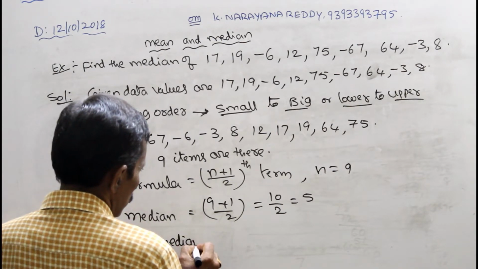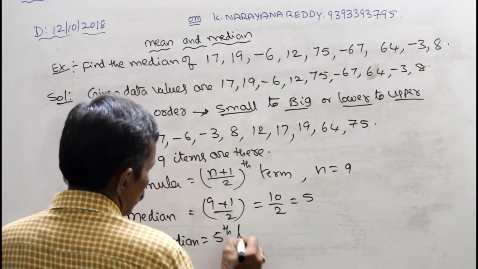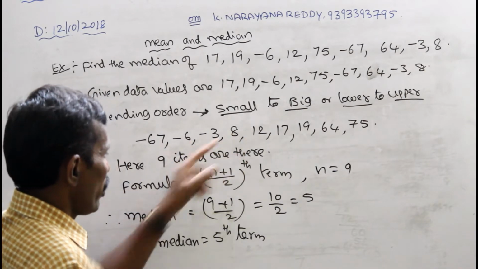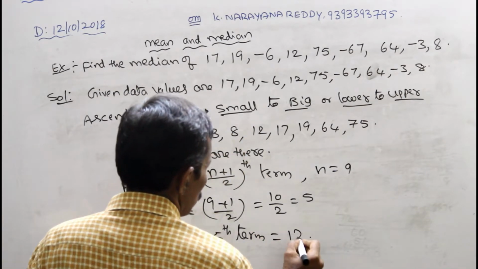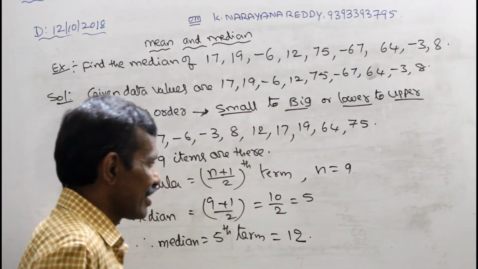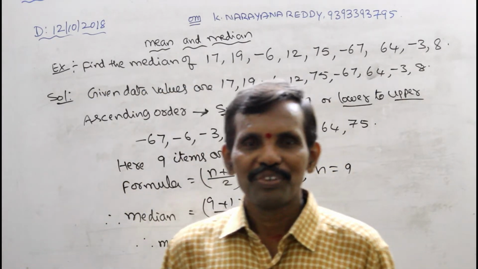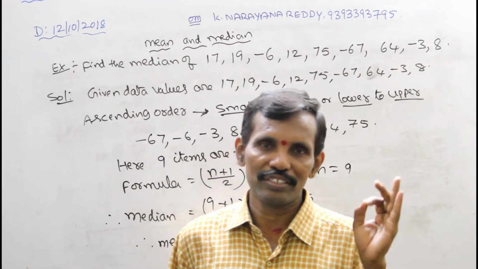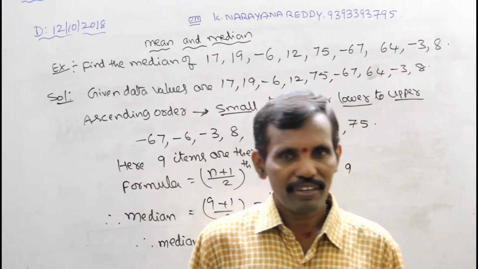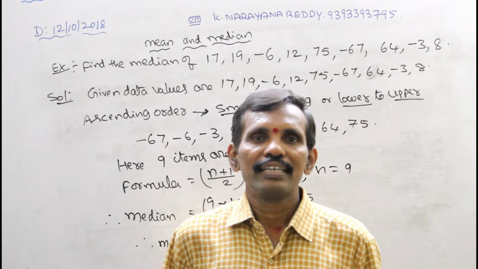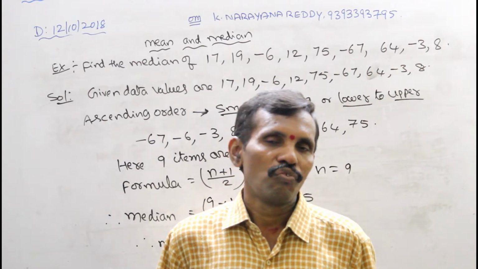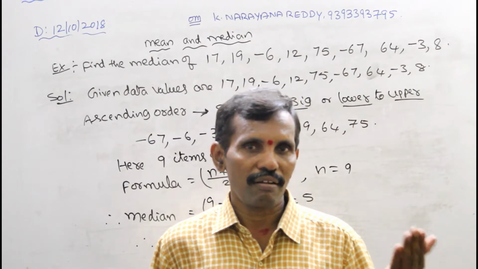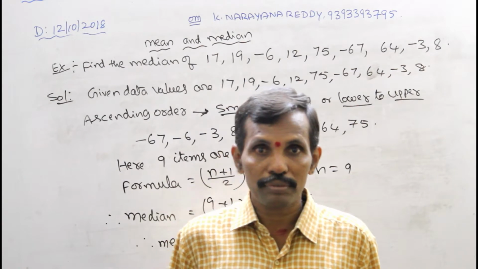Therefore, the median is equal to the 5th term. What is the 5th term? 1, 2, 3, 4, 5. That is the answer. Okay, in this way we can find the median of given data values. Dear friends, please observe here. First of all, we want to write in ascending order or descending order. After that, we can use the formula for median. This is the formula when the number of items is odd. I will tell you now when the number of items is even.